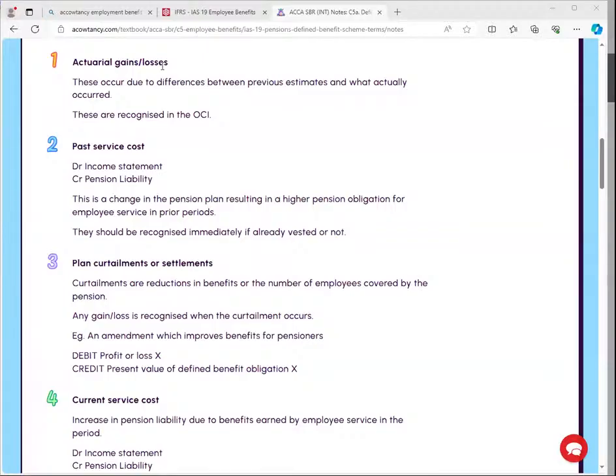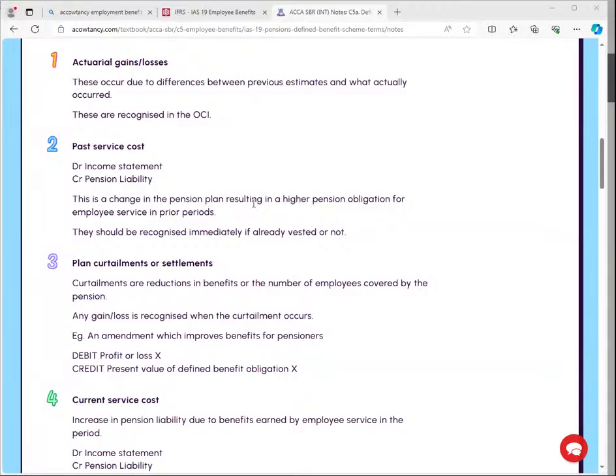If you look around, the companies these guys mentioned have actuaries full-time, or they hire actuaries to come and do valuations. They look at, for example, inflation. Actuarial gains or losses occur due to differences between previous estimates and what actually occurred. Normally the actuaries come at the end of the year and look at what actually happened versus what was predicted. Past service cost is a change in the pension plan resulting in a higher pension obligation for employee service in prior periods.